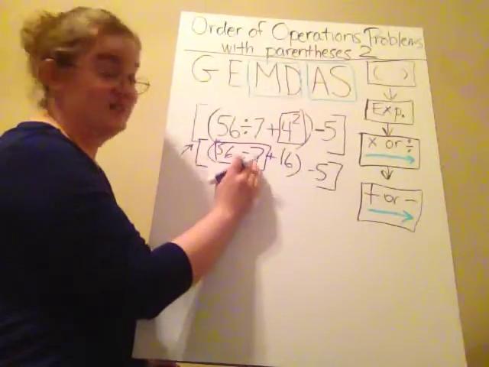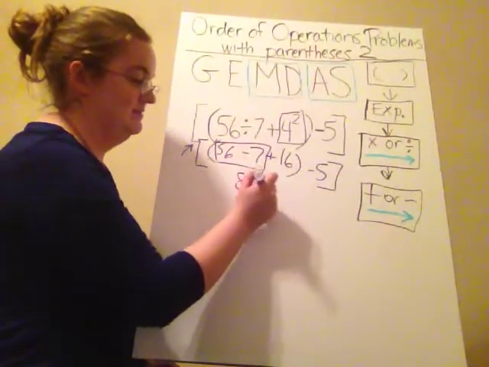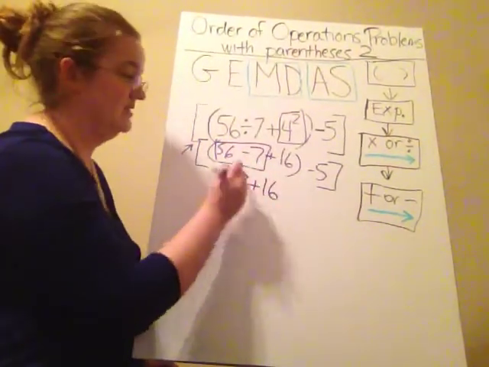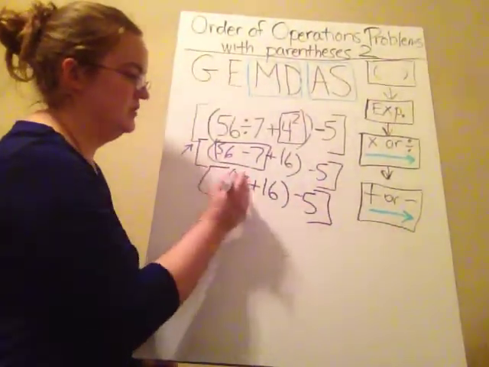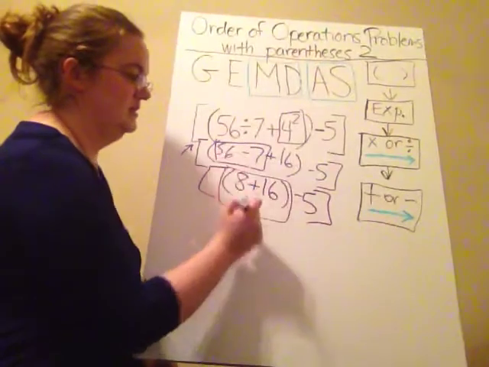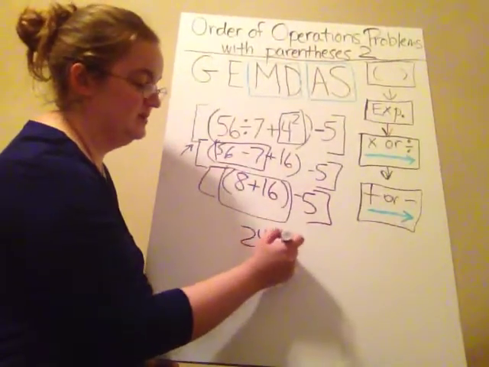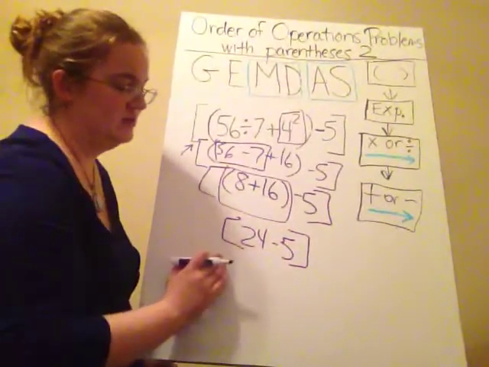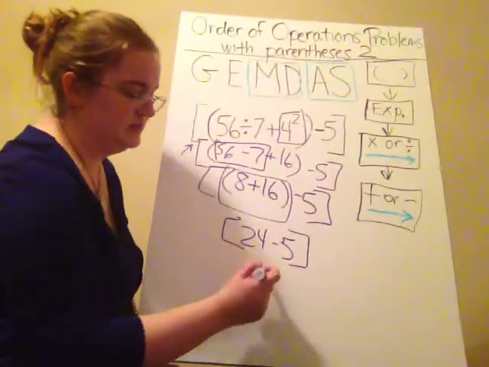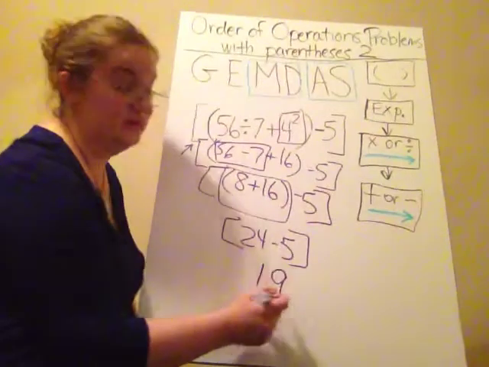So 56 divided by 7 is 8. And 8 plus 16 is going to be what I do next. And I can finally get rid of those parentheses. So 8 plus 16 is 24. I still have the minus 5. I still have the brackets on the outside. Last step is to go ahead and subtract that. And that 24 minus 5 gives me a final answer of 19.